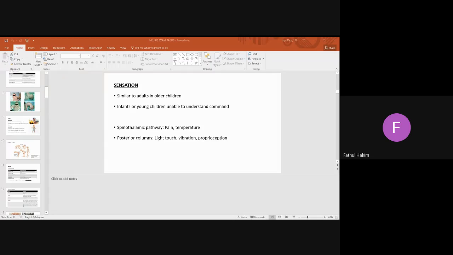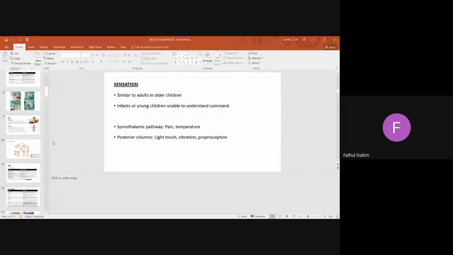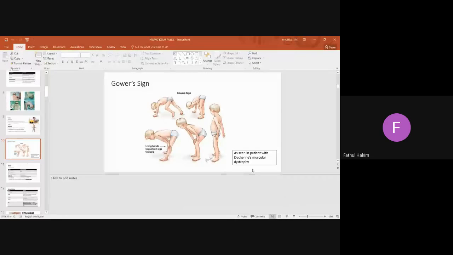And then for the reflex, I would like to check the lower limb: knee, ankle, and Babinski. But Babinski must be done in children more than 1 year old. For the ankle, like the doctor said just now, the ankle is to check S1, S2. For the knee, L3 and L4.